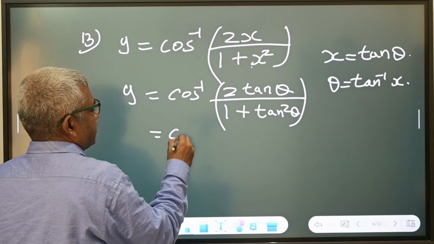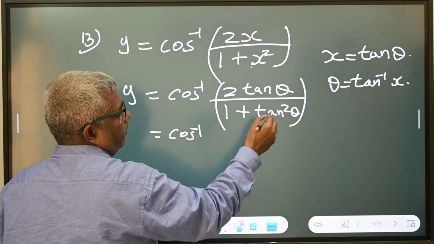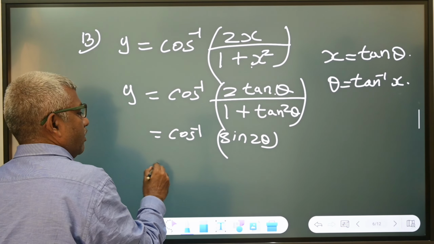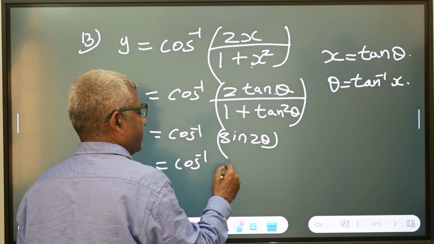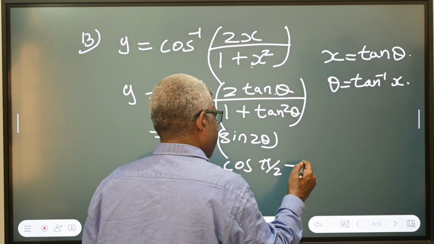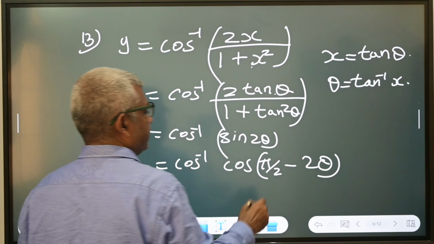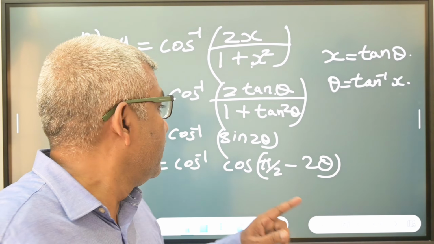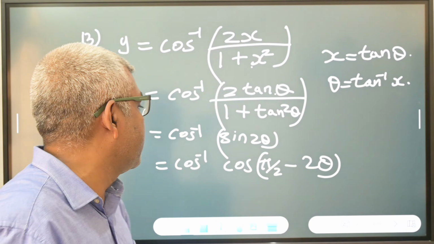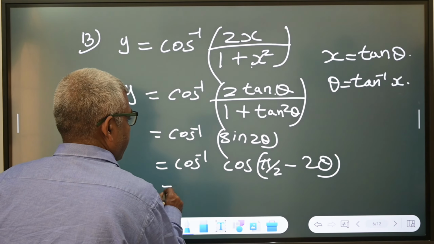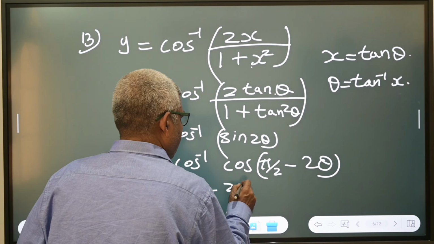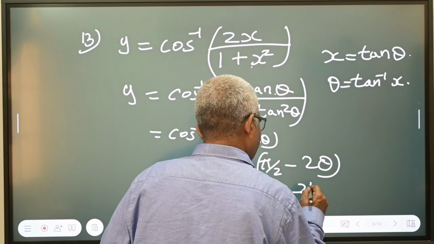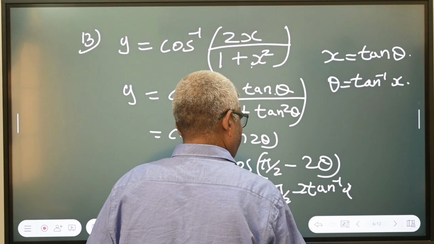So cos inverse. This is not cos 2 theta, it is sin 2 theta. Cos inverse sin theta is cos of 90 minus theta, so cos of pi by 2 minus 2 theta. Cos theta is sin 90 minus theta, cos 2 theta is sin 90 minus 2 theta. So if you do it, pi by 2 minus 2 theta is nothing but pi by 2 minus 2 tan inverse x.